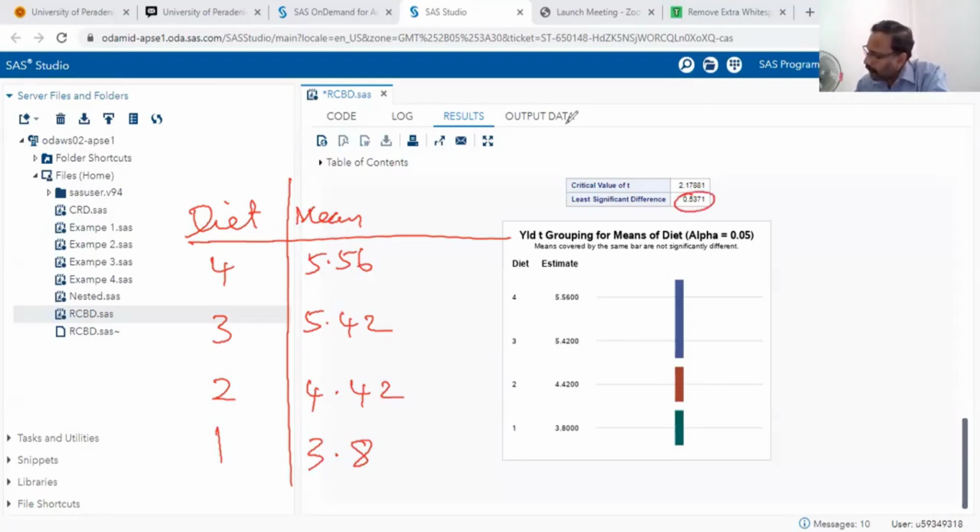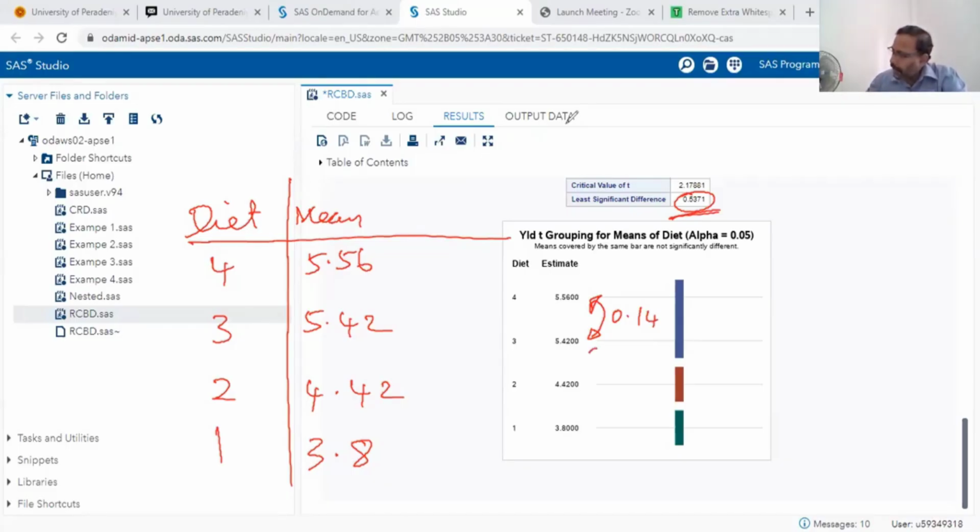Here you see the LSD value. What about the LSD value here? Which value is higher, the LSD value or the estimate difference? Estimate difference between the 4th treatment and the 3rd treatment. What is the difference here? Anyone? 0.14. Here 0.53 is the LSD value. So the LSD value is higher than the difference, so there is no difference between the fourth treatment and the third treatment.